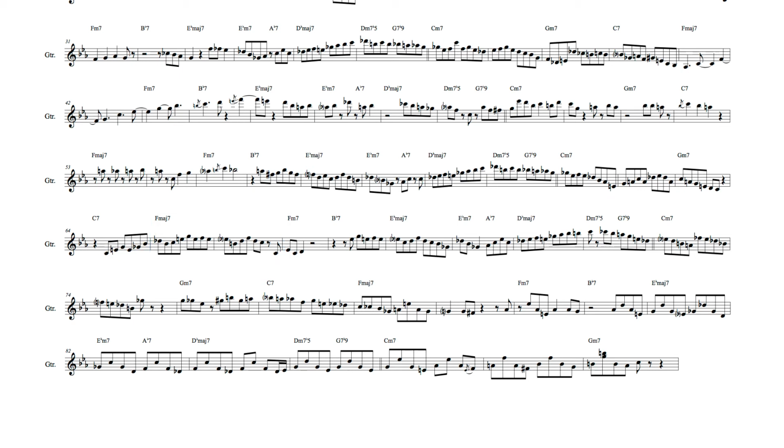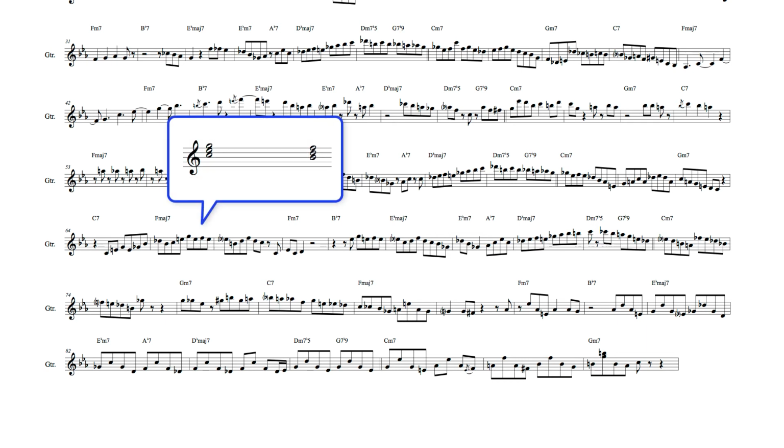Within this line, played over F major 7 harmony, Metheny embeds a parallel chord idea with the C major arpeggio moving to this B diminished arpeggio.